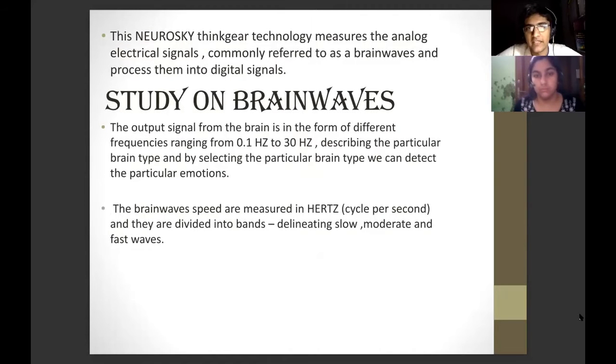Now, the NeuroSky ThinkAir technology measures the analog electrical signals, commonly referred to as brainwaves, and processes them into digital signals. Now, let's talk about brainwaves, on which our whole concept is based. The output signal from the brain is in the form of different frequencies, and they range from 0.1 hertz to 30 hertz, describing the particular brain type. And by selecting the particular brain type, we can detect the particular emotions. The brainwave speeds are measured in hertz, and they are divided into bands, delineating slow, moderate, and fast waves.